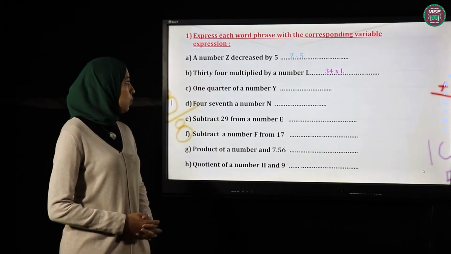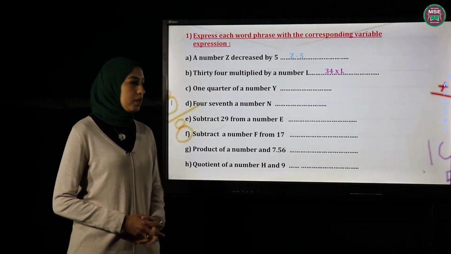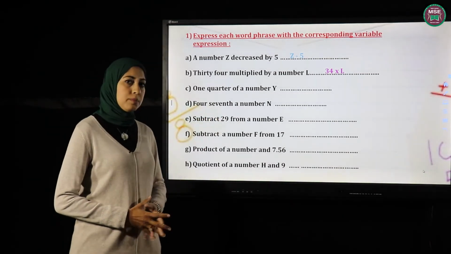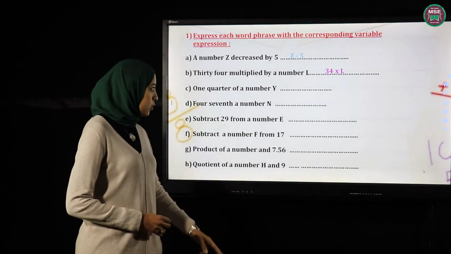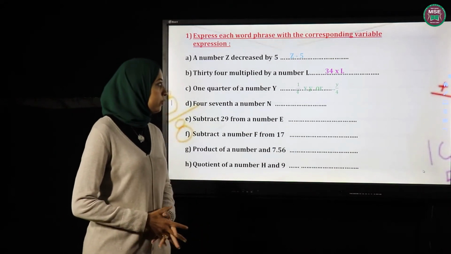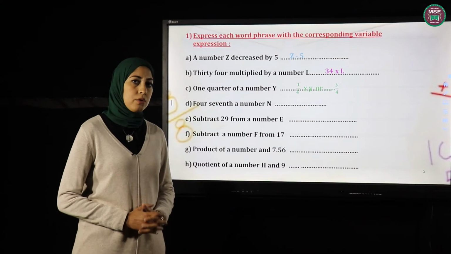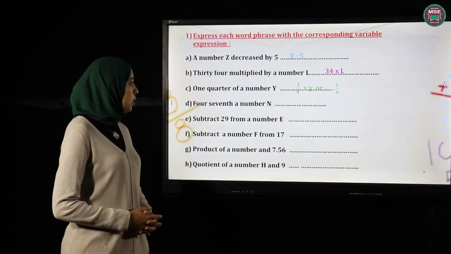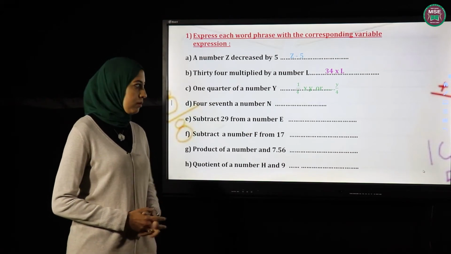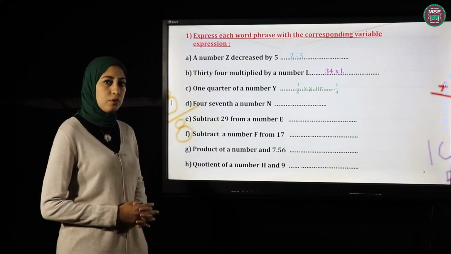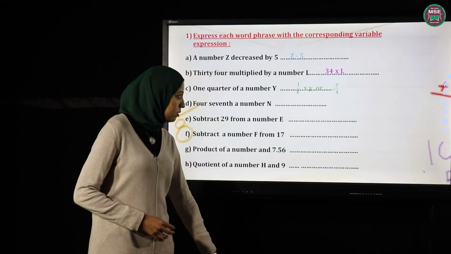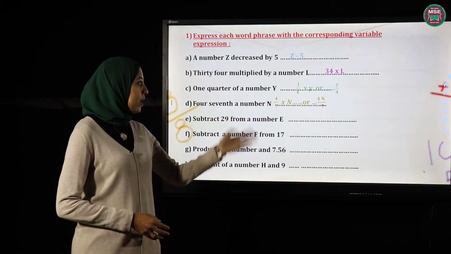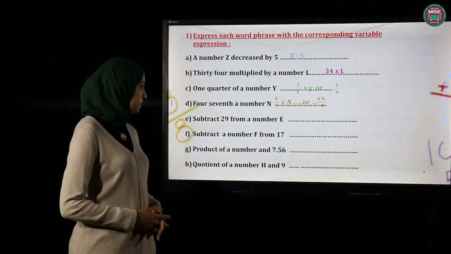Okay, number C, 1/4 of a number Y. 1/4 means what? Means 1 over 4. Of means what? Means times. So the answer will be 1 over 4 times Y, or I can write it Y over 4. Number D, 4/7 a number N. 4/7, it's a fraction, 4 over 7 times N, or I can write it 4N over 7.